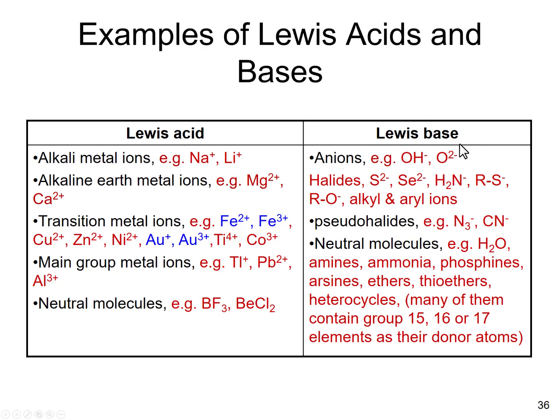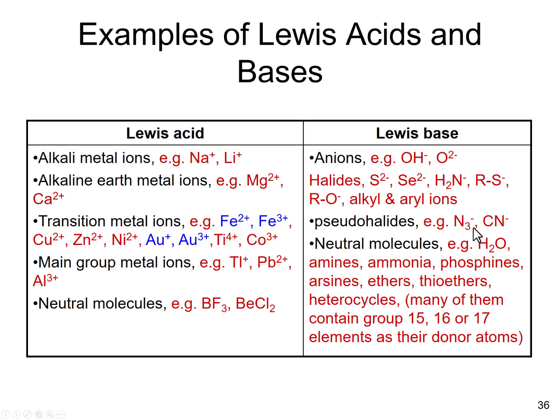On the other hand, Lewis bases are electron donors. So they should carry either a negative charge, which makes them better donors, or they could also be neutral species with lone pairs. So anions such as hydroxide or oxide, several halides, sulfides, selenides, etc., can be very good Lewis bases.